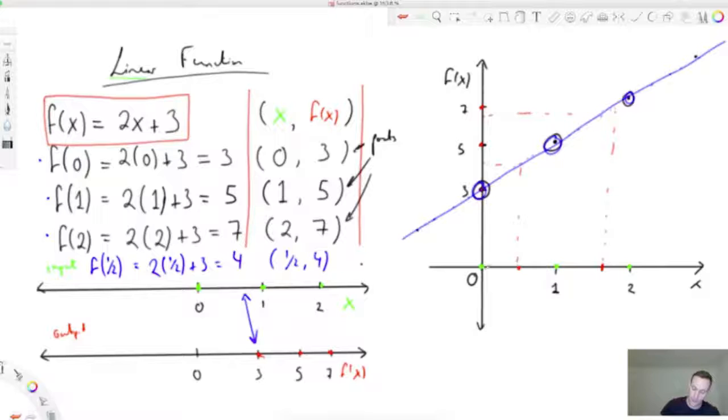So I said if we put in a number between 0 and 1, which is a half, we get out a number between 3 and 5. We got out this 4 as our answer. So the graph is very useful to us if we wanted to predict what an input-output pair was going to be. So we'd say, if we put this number in, what number would we get out?